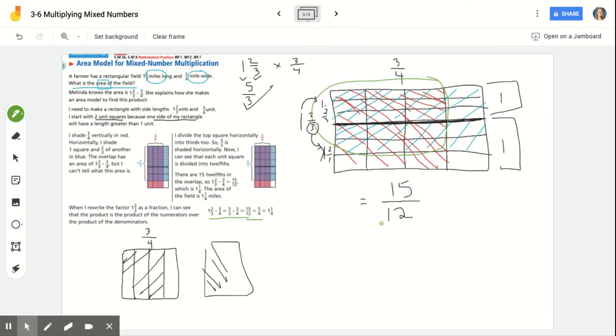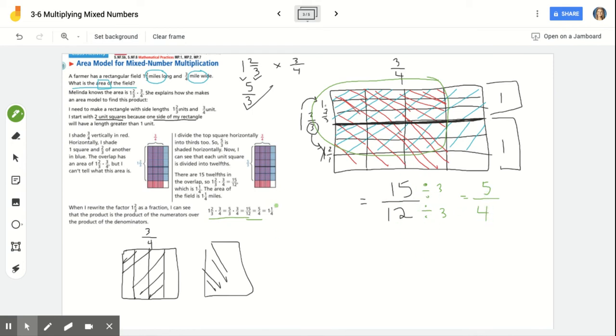Well, do 15 and 12 share a common factor? They do. The factors of 15 are 1, 3, 5, and 15. The factors of 12 are 1, 2, 3, 4, 6, and 12. They both share a common factor of 3. So we can divide both of those by 3. And when we do that, we multiply across, our equivalent fraction here is 5/4. Remember, we're always striving for the simplest fraction possible.